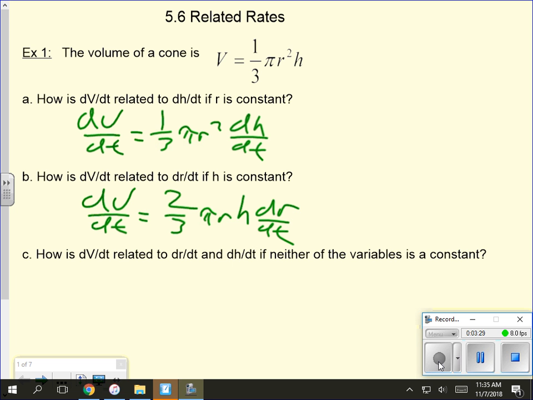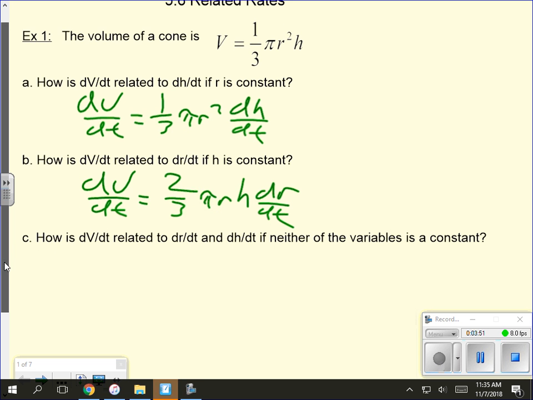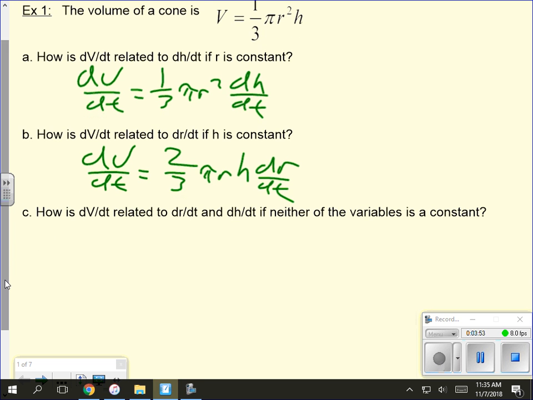So it's very difficult to imagine those first two actually happening. The radius of the cone stays the same, but the height of the cone changes. The radius changes, but the height does not. And it doesn't make any sense. So the last one, how is dV/dt related to dr/dt and dh/dt if neither of the variables is a constant? Well, this is similar to taking the derivative implicitly.